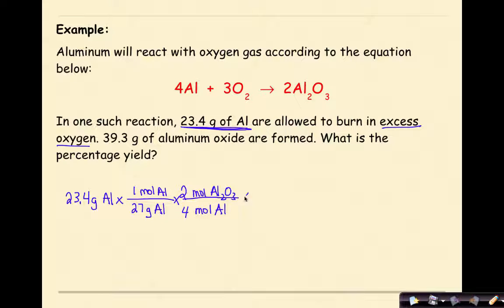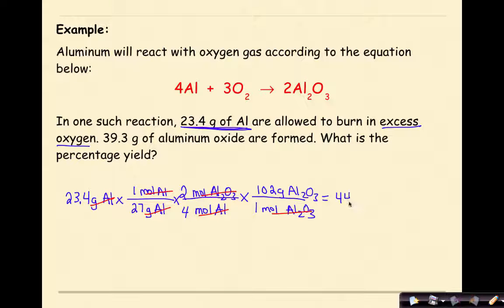So the last thing that I'm going to do is convert my moles of Al2O3 into the mass of Al2O3. So 1 mole of Al2O3 is equivalent to 102 grams of Al2O3. And before I plug this all into my calculator, I'm going to make sure that my units cancel. So grams, grams, moles, moles, moles, moles, left with mass. And when I work this out, this is going to be my theoretical yield.